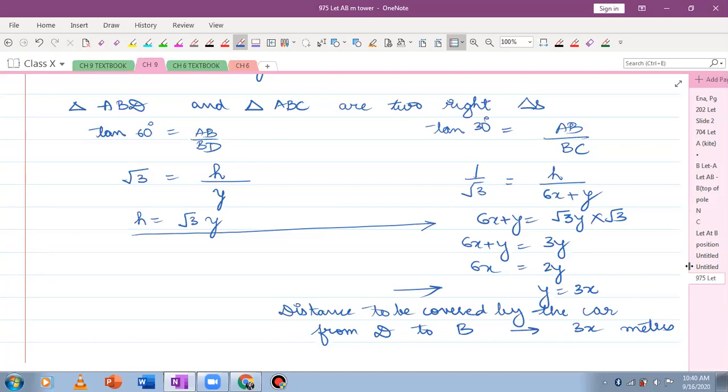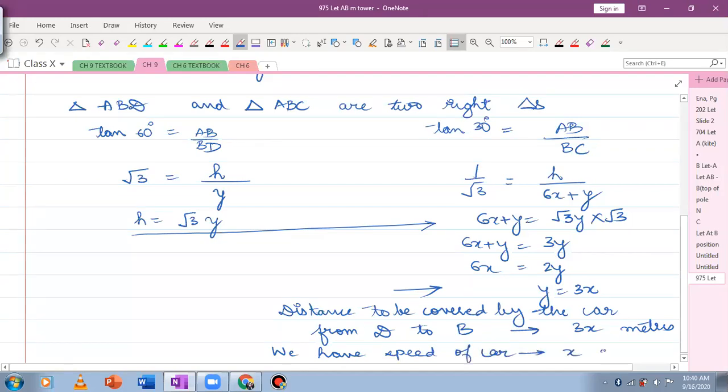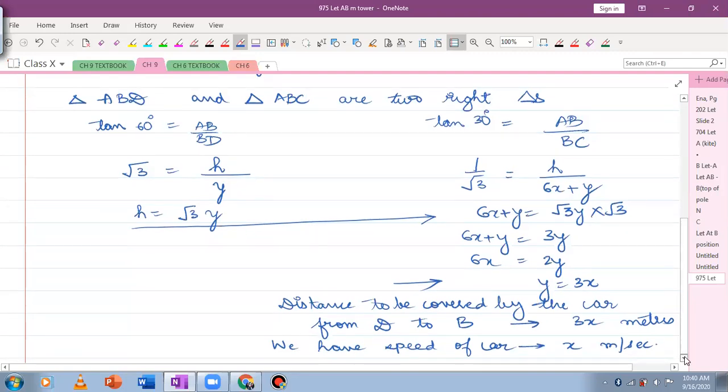But we have the answer for the distance that the car needs to cover so that it reaches the foot of the tower. How much distance will the car cover from its second position so that it can reach the foot of the tower? That distance is 3x, and we already have the speed of the car as x meters per second. And now using this, you can just find out the time that the car will take.